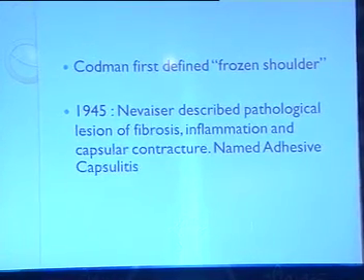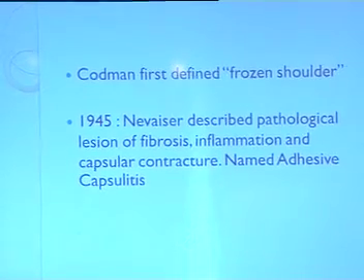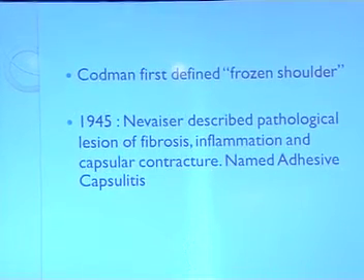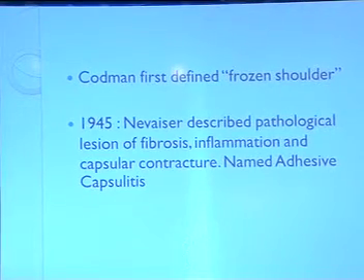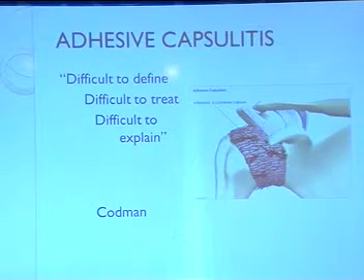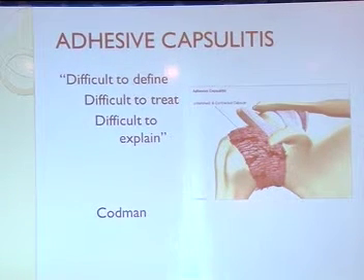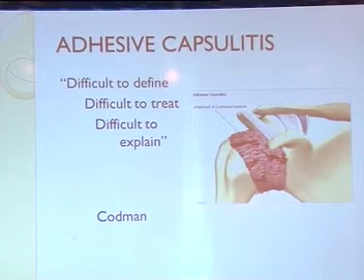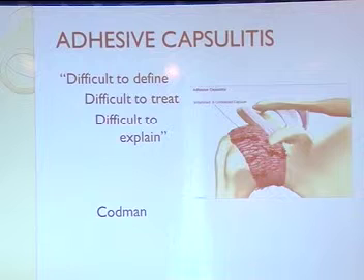Now, frozen shoulder. Codman first defined frozen shoulder in the 1940s, and following that Neviaser described adhesive capsulitis as if it was a fibrosis, inflammation, and capsular contracture. As Codman rightly said, it is very difficult to define a frozen shoulder. It is difficult also to treat a frozen shoulder, and also it's very difficult to explain to the patient what exactly is wrong with them.